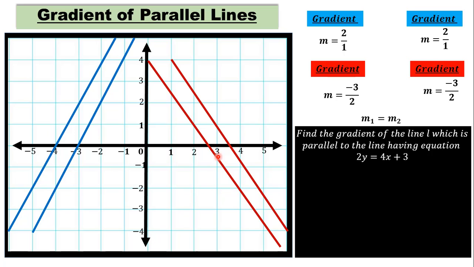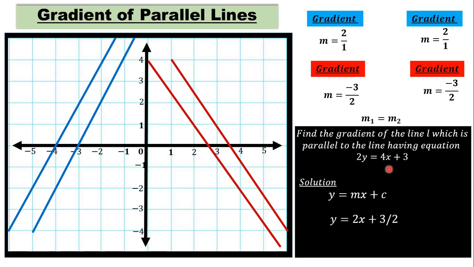Find the gradient of the line L, which is parallel to the line having the equation 2y equals 4x plus 3. Students, you see that we are given two equations, one whose gradient we need to find and the one whose equation is given to us. We will arrange the equation that is given to us in the form y equals mx plus c. Now if we arrange this equation in this form, we have to divide each side by 2.